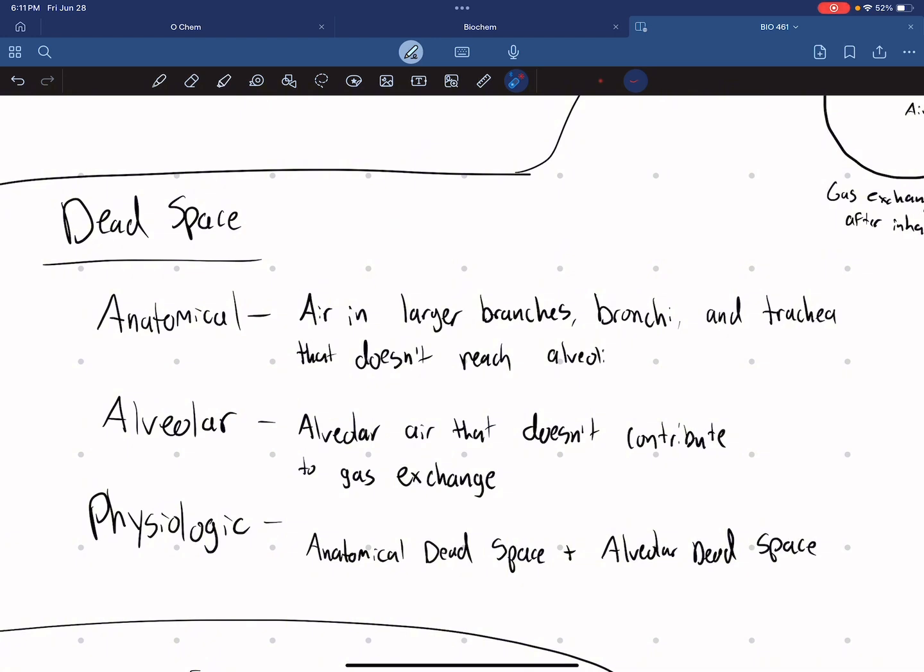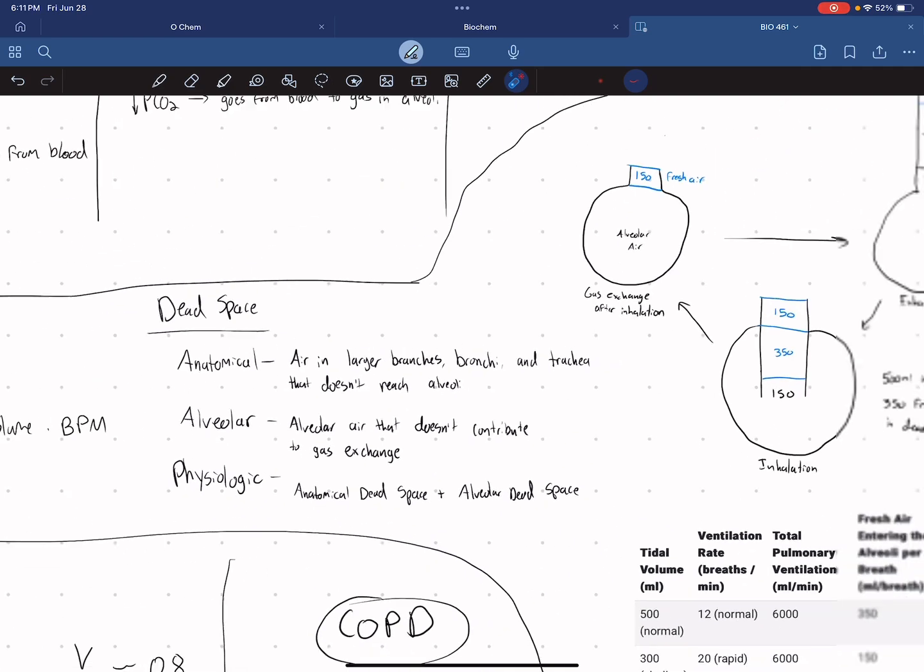This number tells us how healthy the lungs are. If this number is high, then we know that there's a significant problem in the lungs. We know that physiologic dead space is the addition of anatomical plus alveolar dead space. So when we refer to physiologic dead space, that's both of them added together.